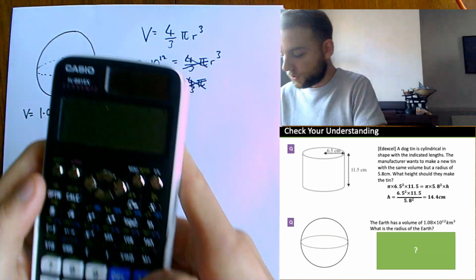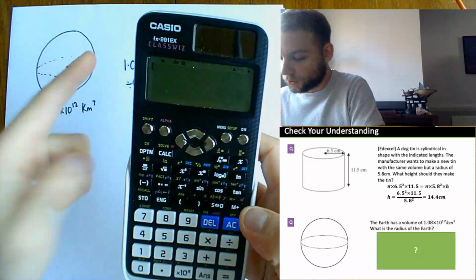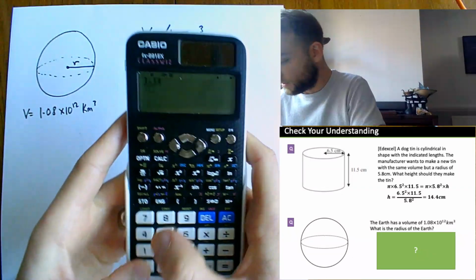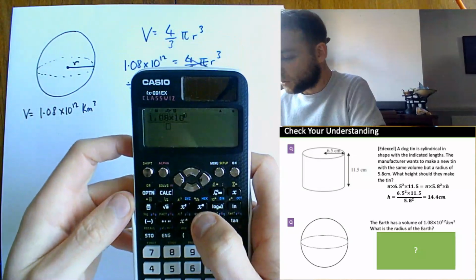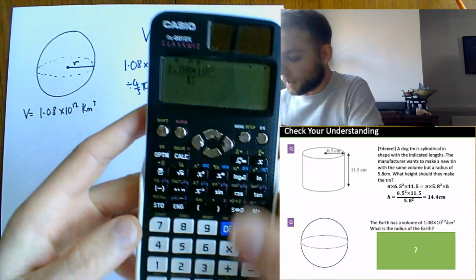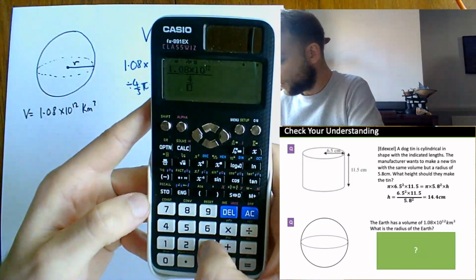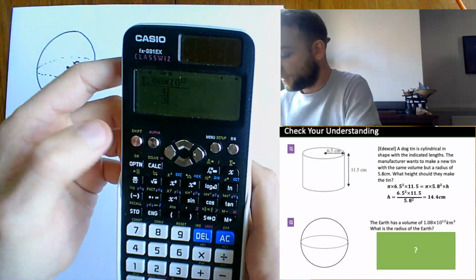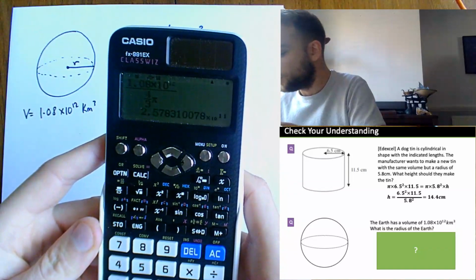So let's just make sure we're getting this right when we're typing it in. Okay, so fraction button first, because I'm dividing. So fraction button, 1.08 times by 10 to the power of 12. Okay, that's right. Divided by 4/3. So fraction button again, 4/3 times by, notice I press right there, times by shift pi. So that's going to give me the radius cubed.